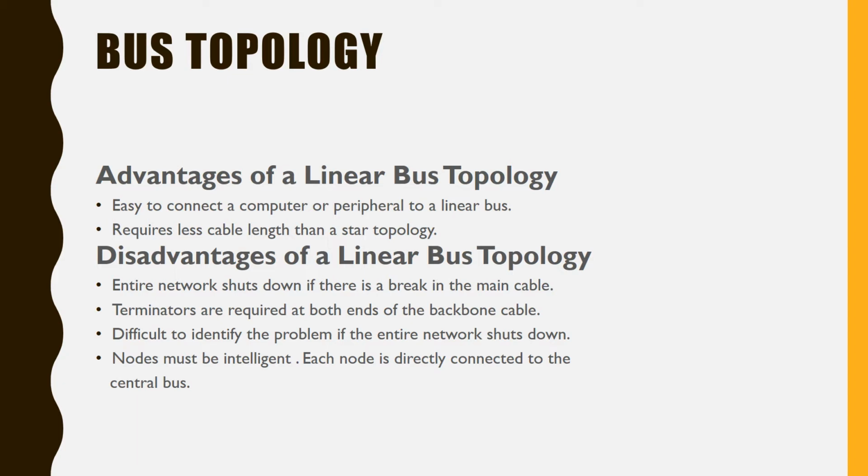Now, when we are connected to a bus network, the server is located at one end, followed by the nodes. So when a server sends a message or information to a node, the node should be intelligent enough to identify to which node the information is being sent. Therefore, the nodes are required to be very intelligent.